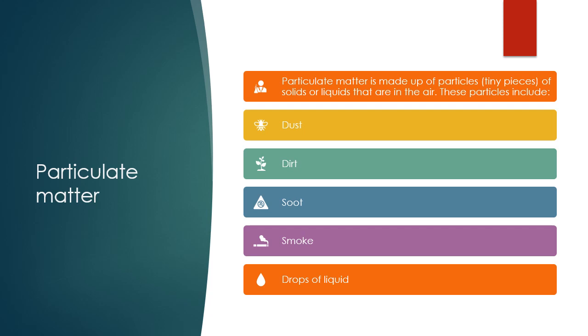Another one of these air pollutants is called particulate matter. Now, particulate matter is made up of little tiny pieces of solids and liquids. These pieces include things like dust, dirt, soot, smoke, and other drops of liquid that could evaporate into the air.